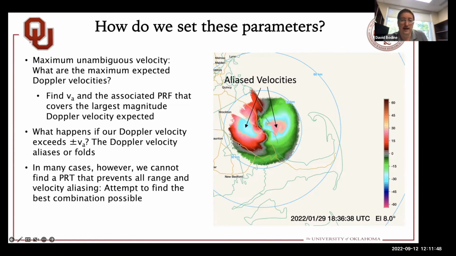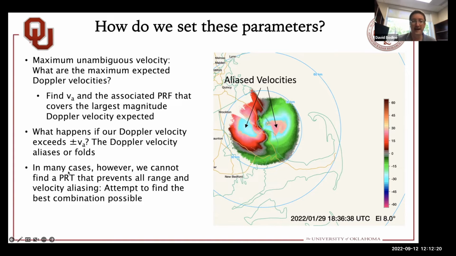And finally, maximum unambiguous velocity is important because you want to be able to measure the full range of velocities. If you aren't able to do this, then you have what's called velocity aliasing. So you can see here, we have negative velocities, and then all of a sudden they become positive. That's not physically realistic. That's just simply an artifact of what the radar is measuring in this aliasing effect. There are ways to correct this, but in general, you don't want to have to do a lot of this type of velocity correction if you can avoid it.